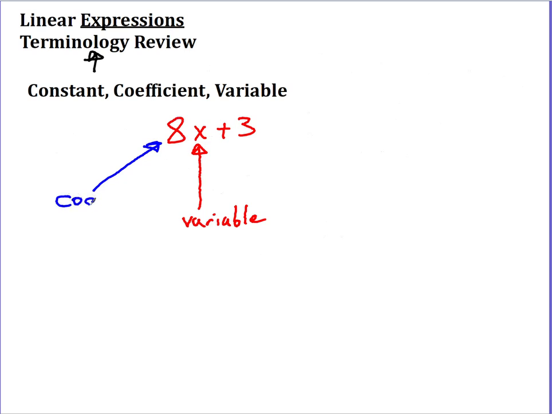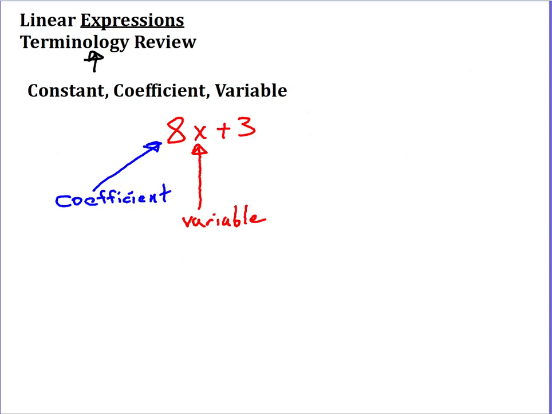Next, we got the term that's attached to our variable, or what's multiplying by the variable. We call that our coefficient. And it's not just limited to linear expressions. Even if we had something like a non-linear expression, like 8x squared plus 3, that would still be our coefficient right there. But let's erase that for now because we don't want to worry about a nonlinear quite yet.